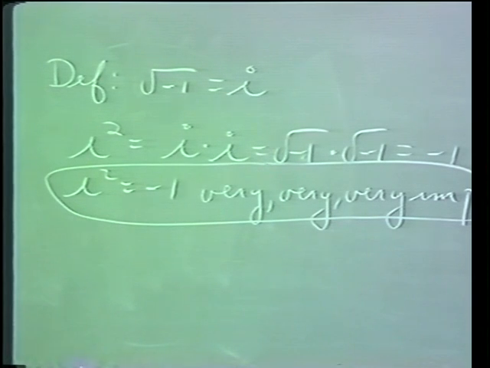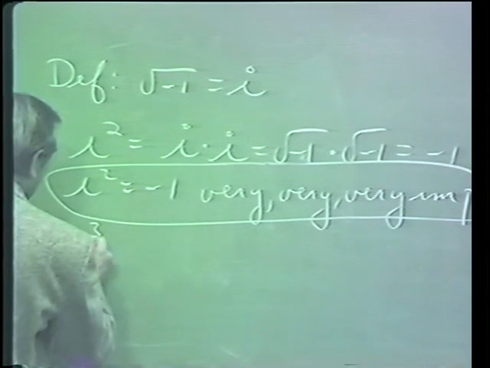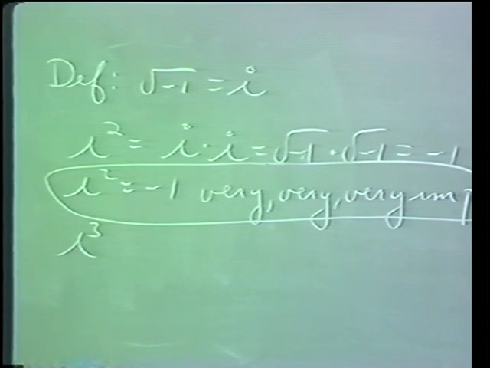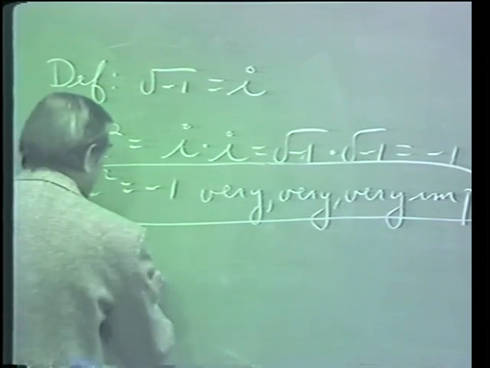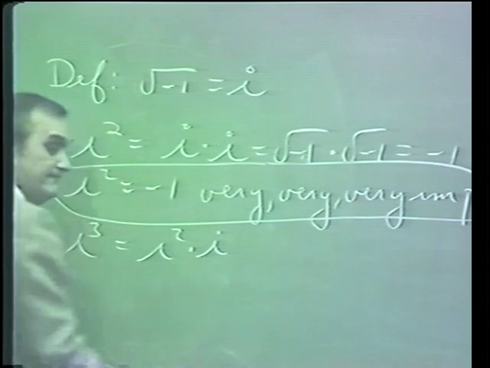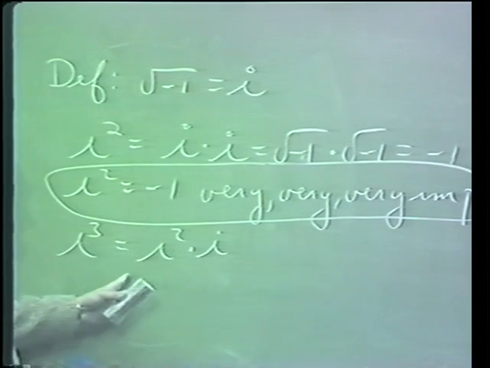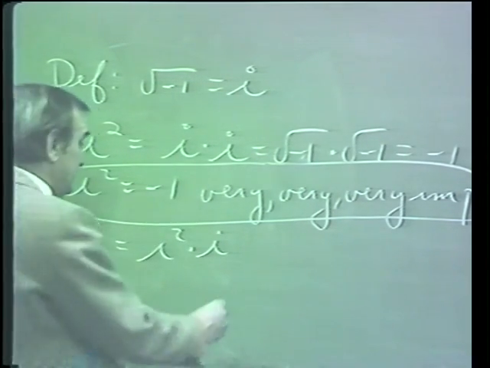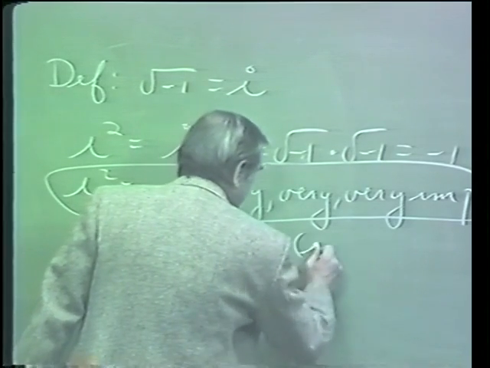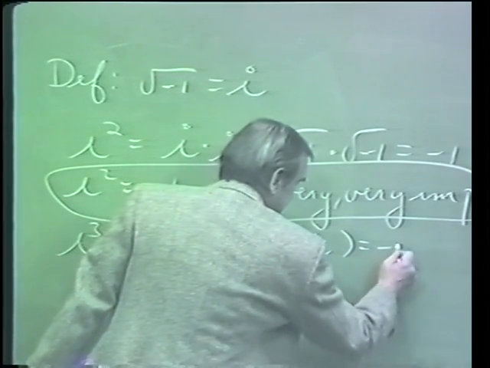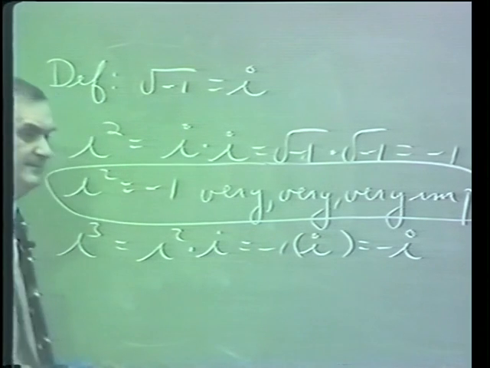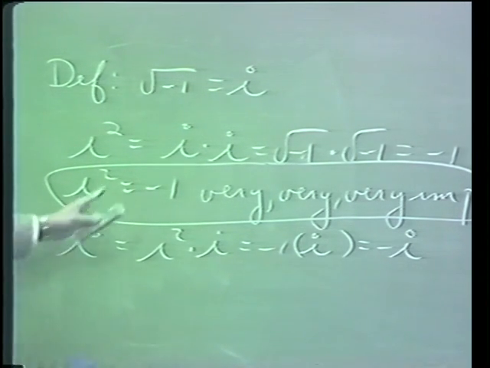I squared is negative 1. That's all it is. So if I have i cubed, well, i cubed is nothing but i squared times i. But i squared is negative 1, so we get negative 1 times i, which is negative i. So i cubed and negative i are the same thing.